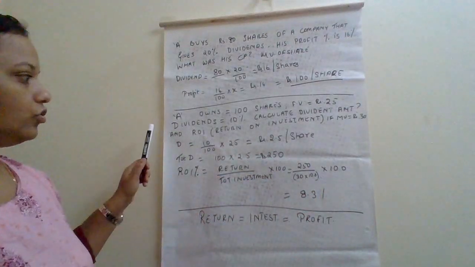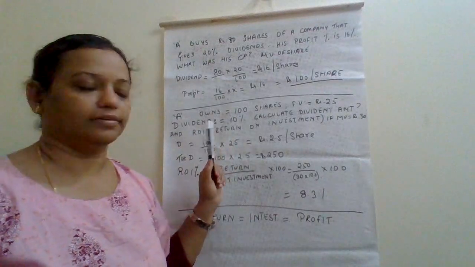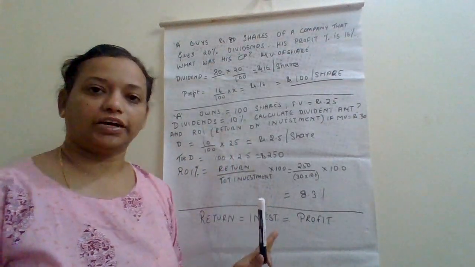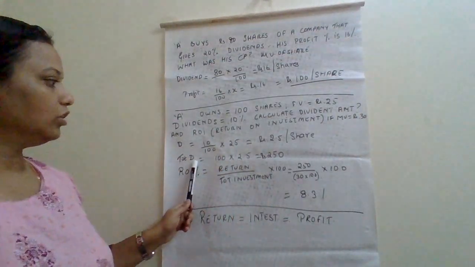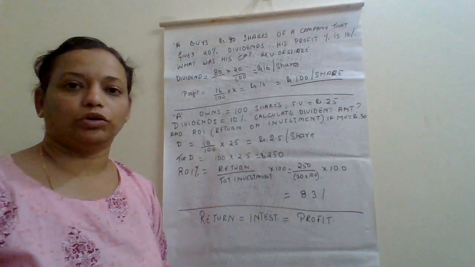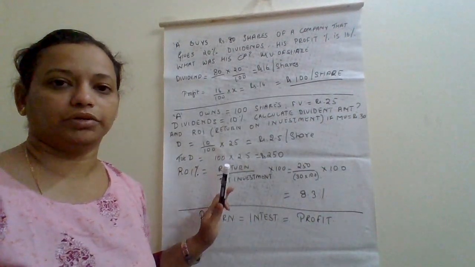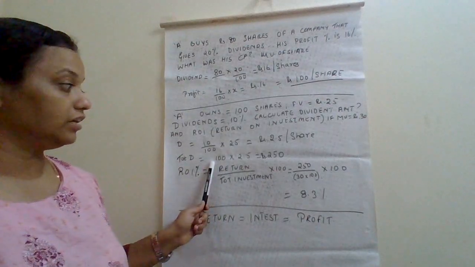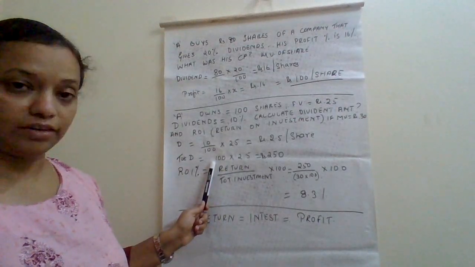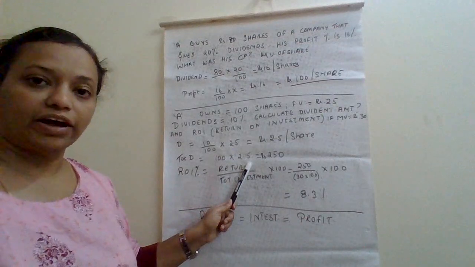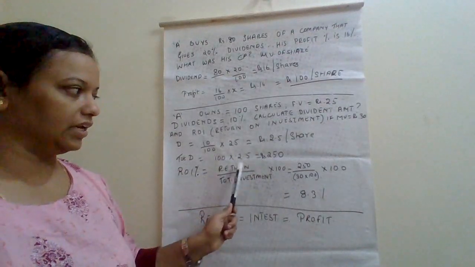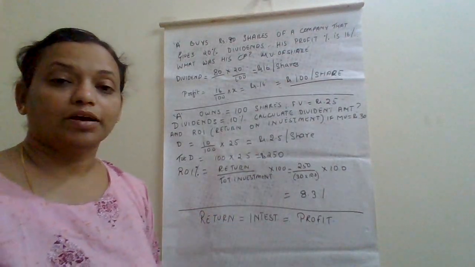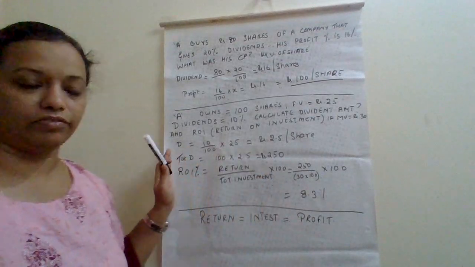Okay. So he owns how many shares? 100 shares. Okay. 2.5 rupees per share he is getting. So his total dividend that he gets is 250 rupees from this company. Okay. So 100 shares, number of shares into 2.5 per share, the dividend that he gets. So 250 rupees is what he gets from this company.